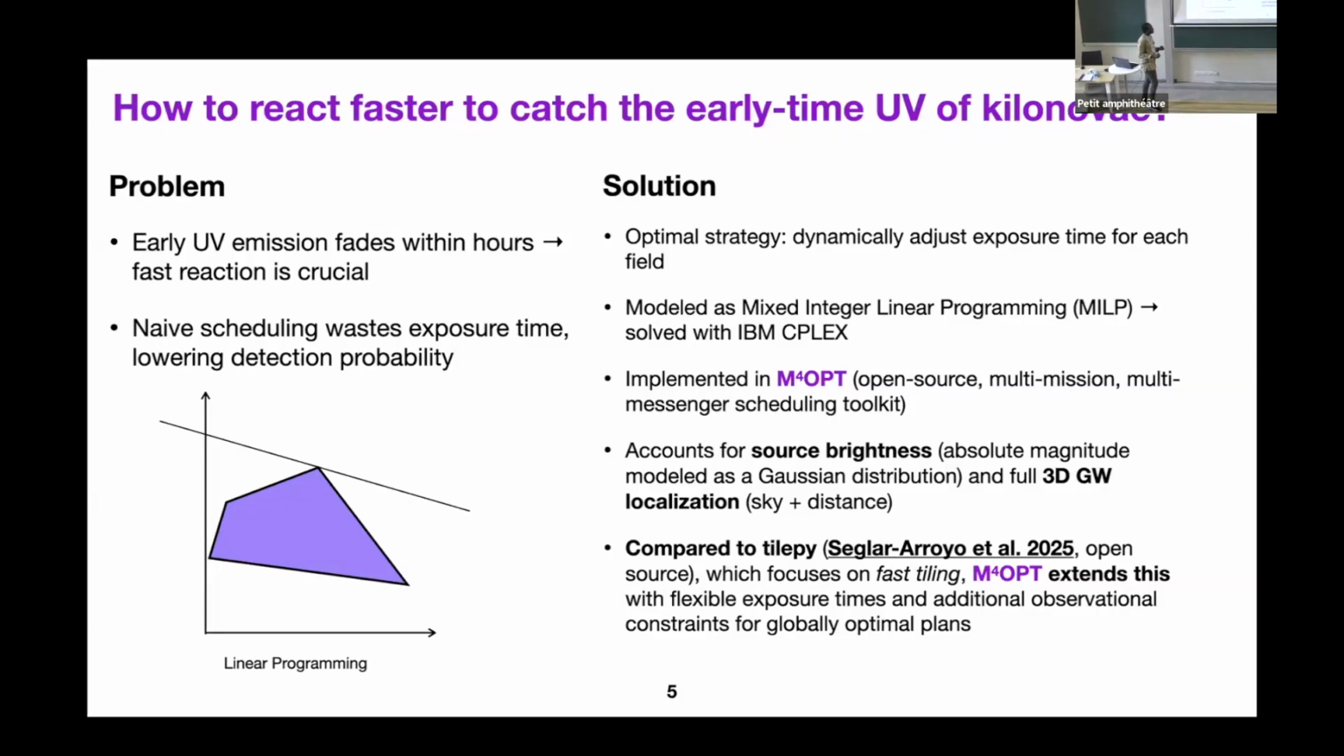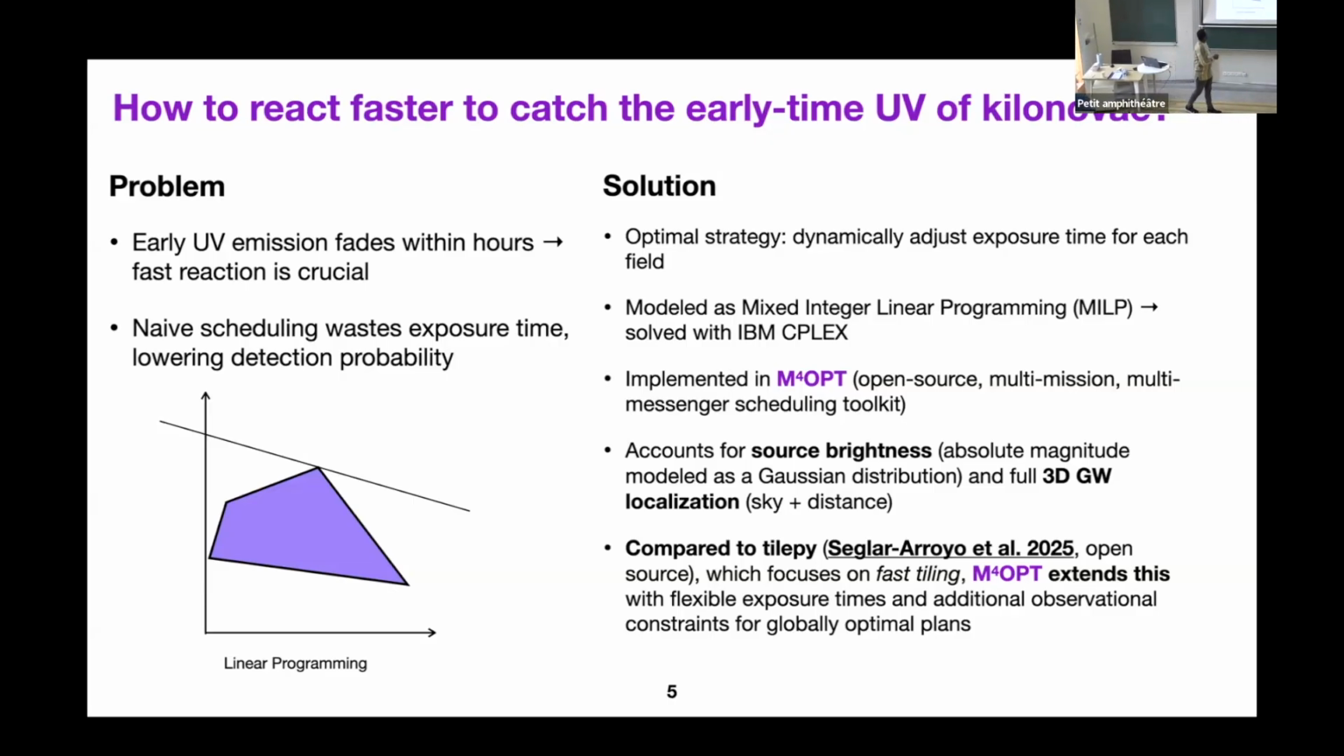Secondly, a naive scheduling is often inefficient with the exposure time. So our solution is to dynamically optimize the exposure time, focusing on each field. Then we model the problem using mixed integer linear programming, solved with CPLEX. CPLEX is an IBM solver. It's a commercial algorithm, but free for students and researchers.